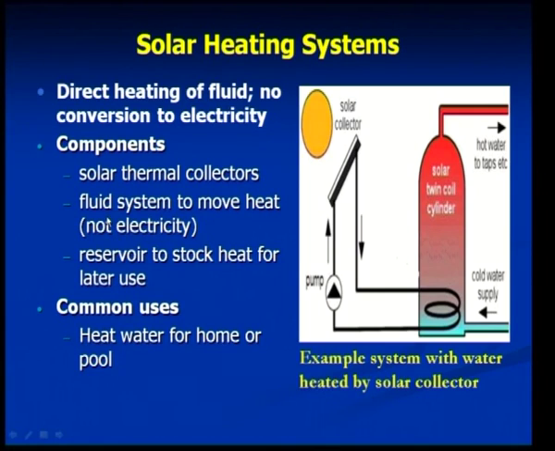Then the second component is the fluid system, which basically moves the heat from one place to the other place. It does not involve any electricity. And thirdly, the reservoir or the storage form to stock the heat for our later utilizations. Such a solar heating system can be commonly used for heating water for home, swimming pools and so on.